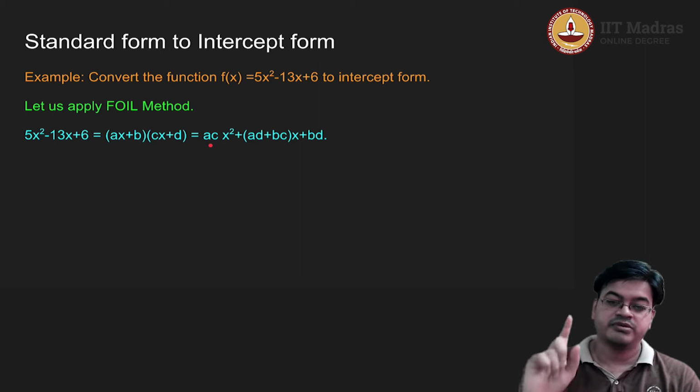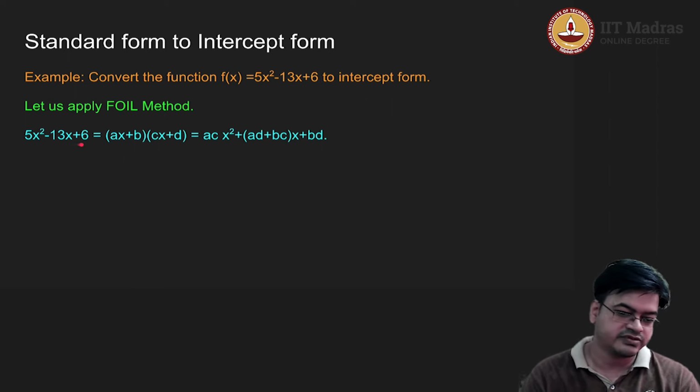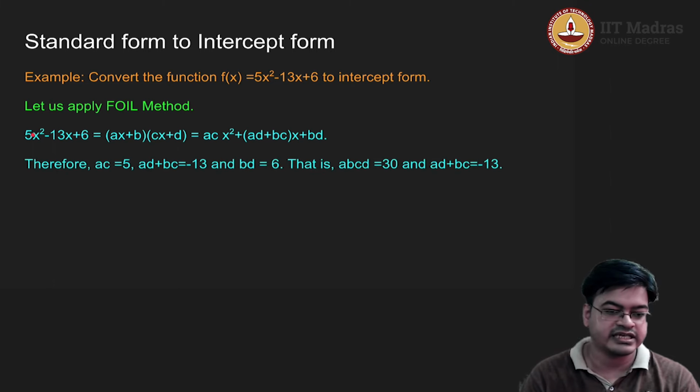Now remember, we have done some observations, that is the product of this and this is ABCD, correct? So now I can equate this equation with this equation. So term containing x square will be equated with term containing x square. So I will get AC is equal to 5, AD plus BC is equal to minus 13 and BD is equal to 6.